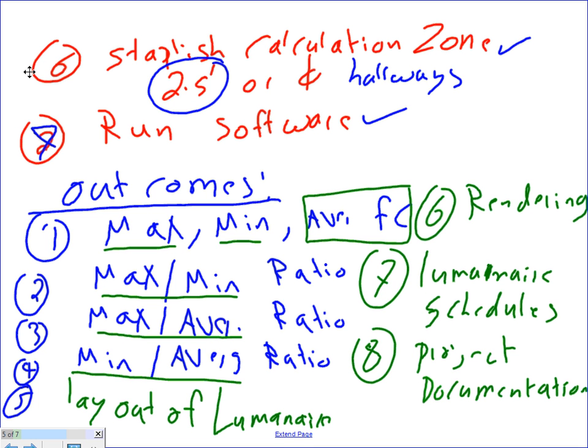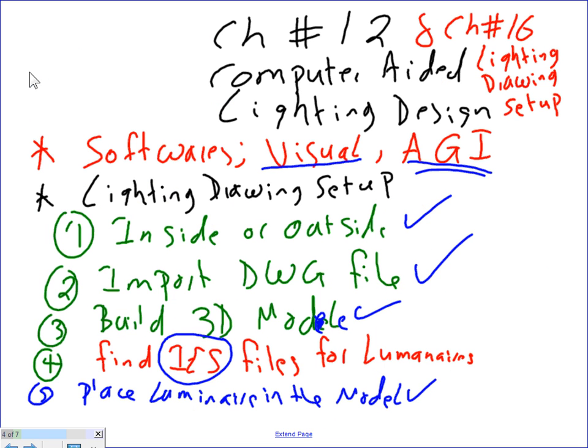That's it. So if you go to 12 and 16, computer aided lighting design and lighting drawing setup, we showed you here's the setup and here's the software that you can use. By the way, Cooper Busman and Cooper has its own software. GE also, Rob, if you're doing GE lighting, they will give you a software free. I'm familiar with visual. And if you want the software that works with anyone, AGI.